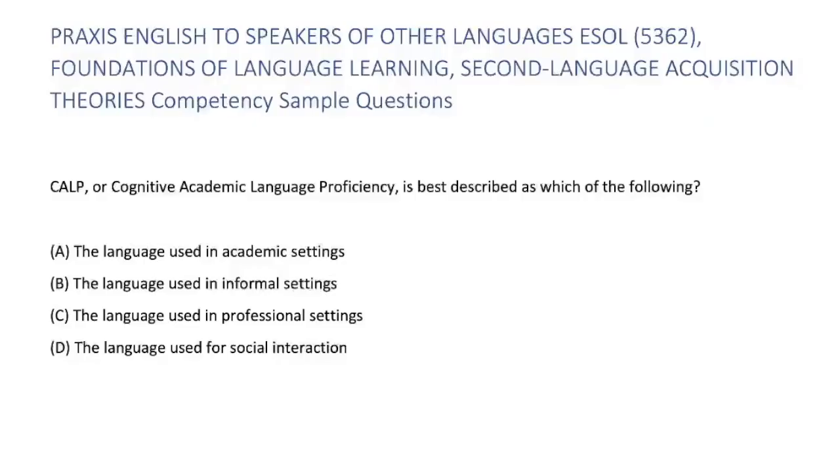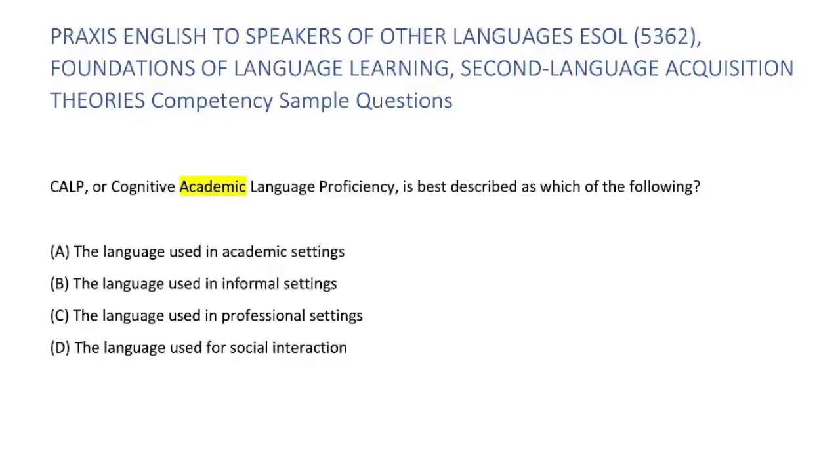CALP, or Cognitive Academic Language Proficiency, is best described as which of the following? Is it A, the language used in academic settings, B, the language used in informal settings, C, the language used in professional settings, or D, the language used for social interaction? Let's begin by highlighting the context clue here, which would be academic. The word academic points us to school or classroom language.